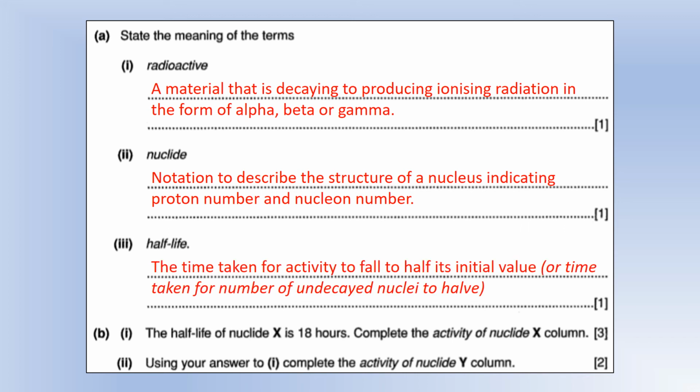Half-life is the time taken for activity to fall to half its initial value, or the time for the number of undecayed nuclei to halve. They're the same thing. So now what we're going to do is, we know the half-life of nuclide X is 18 hours, so we're going to fill in some missing data for X and Y.